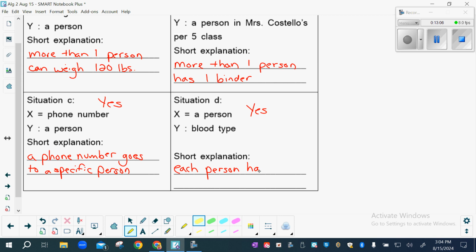Each person has only one blood type. I know this has been the hardest one because we're not going the other direction. We're not going blood type to a person. We're doing a person to blood type. So it could be Dea type O, and then we have Will, who could also be type O, but that still would make it a function. He's only going to have one blood type. Does that make sense?